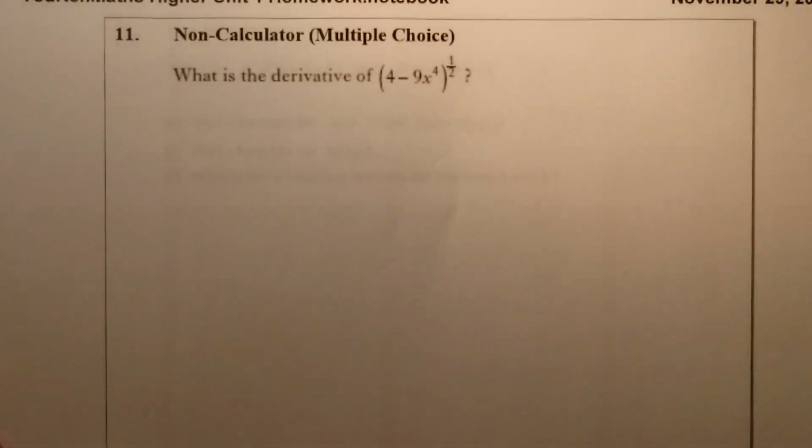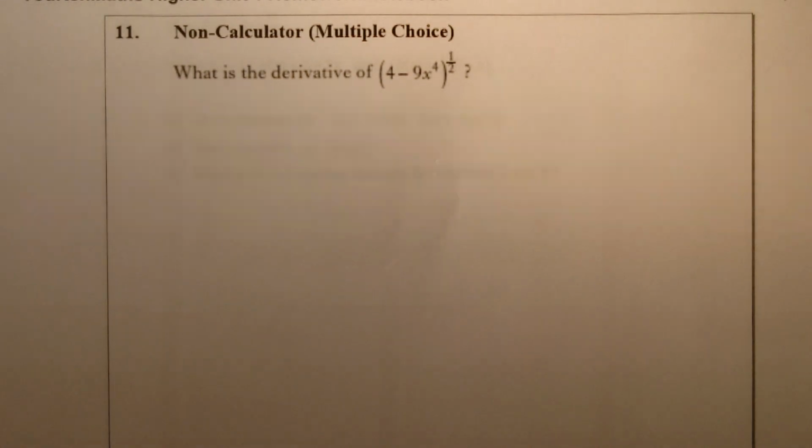Question 4 this will be, and it's question 11 on the sheet. Right, what is the derivative of 4 minus 9x to the power of 4, all of that bracketed to the power of a half? Right, so I'm going to have to use the chain rule when I'm doing the differentiation.